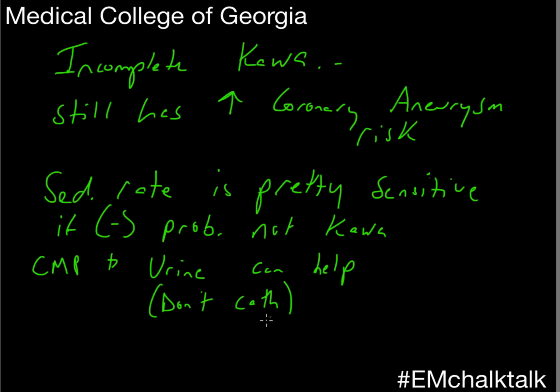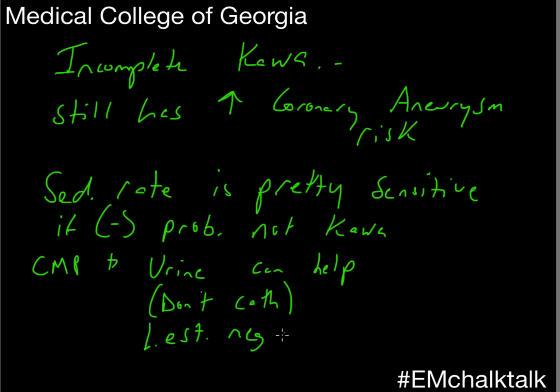Leukocyte esterase will be negative. The inflammatory cells are monocytes. The leukocyte esterase is not measuring monocytes. So leukocyte esterase negative, but you have a lot of white cells on your microscopic. You should be thinking that in terms of urethritis, and that goes along with Kawasaki's.